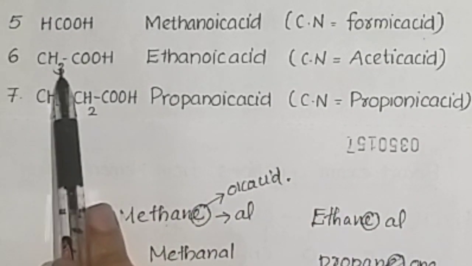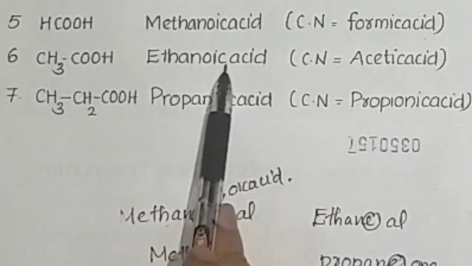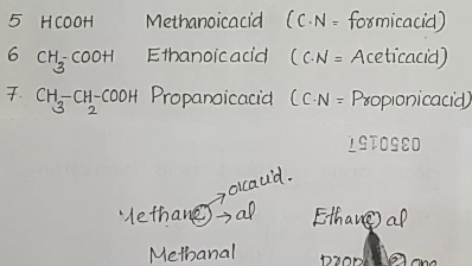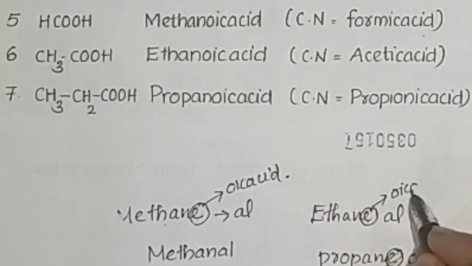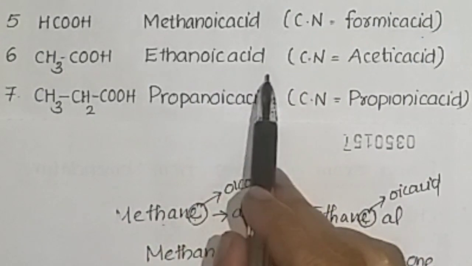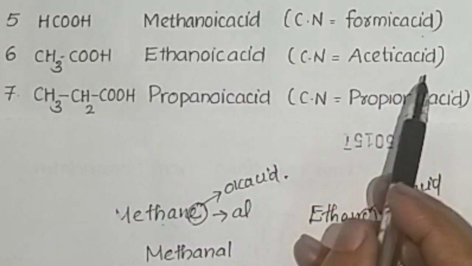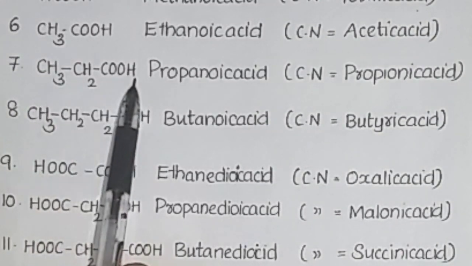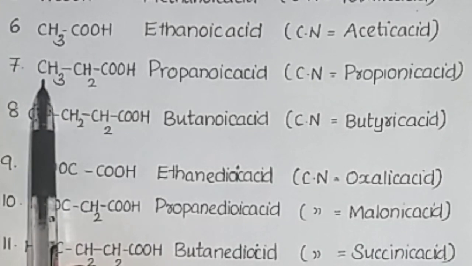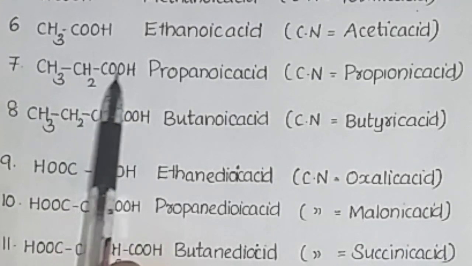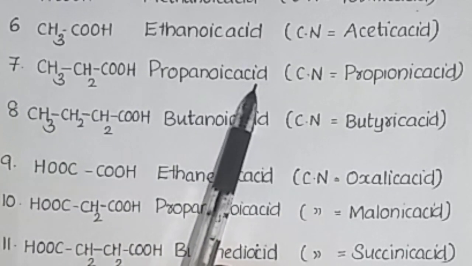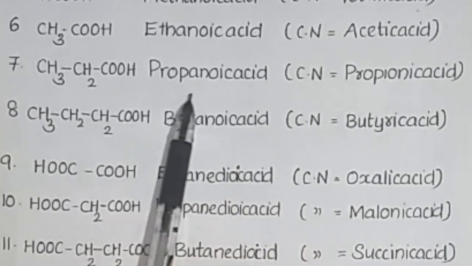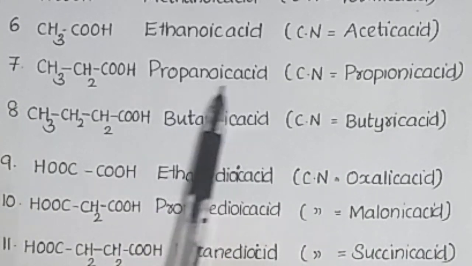Then the next one, CH3COOH. How many carbon atoms? 1, 2. 2 carbon atoms, ethane. E is replaced by oic acid. Then we get ethanoic acid. Common name acetic acid. Then the next one, CH3CH2COOH. That means total number of carbon atoms 1, 2, 3. 3 carbon atoms with oic acid. Propanoic acid. Common name propionic acid.